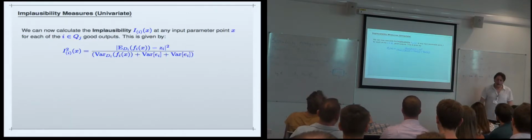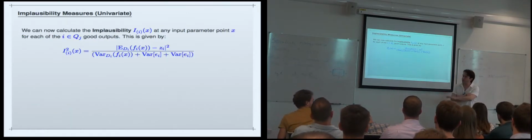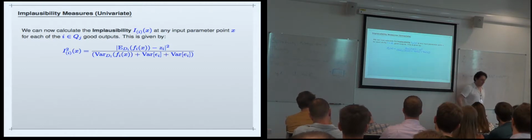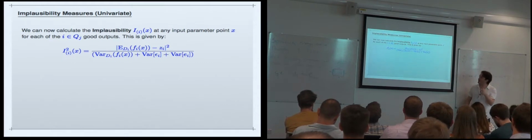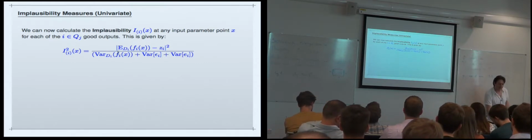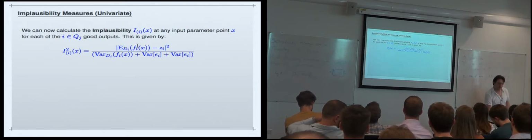So, one more technical thing to say, and then it's pictures from here on out, pretty much. What do we then do? We then take everything I've told you so far, the emulator, which is this bit here. That's the expectation for my Galform function, given the runs I've done. That's the expectation of the emulator.